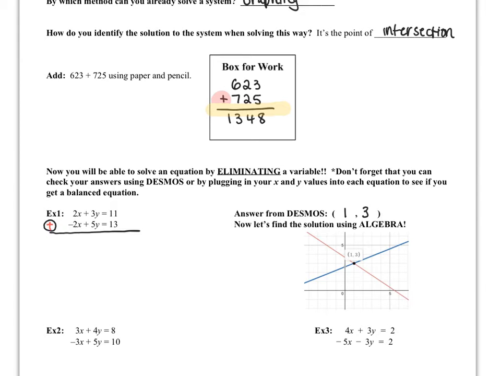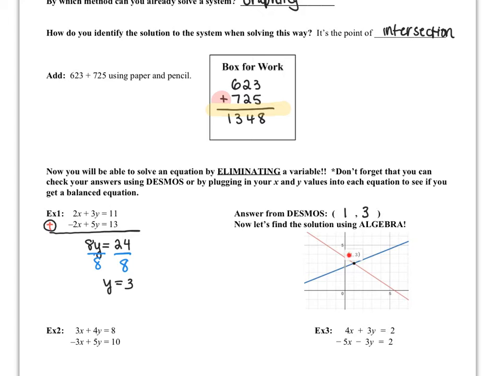So again, this plus is similar to how I had a plus here. Now I can combine like terms. I've got 2x plus negative 2x, which would be 0. 3y plus 5y would be 8y. I bring down my equal sign just like I always do when I'm solving an equation. 11 plus 13 is 24. Now I have an equation that has one variable in it. I don't have an x and a y anymore, I just have a y. And so to get y by itself, I can divide both sides by 8, which would make y equal 3, which is exactly what I had found in Desmos.